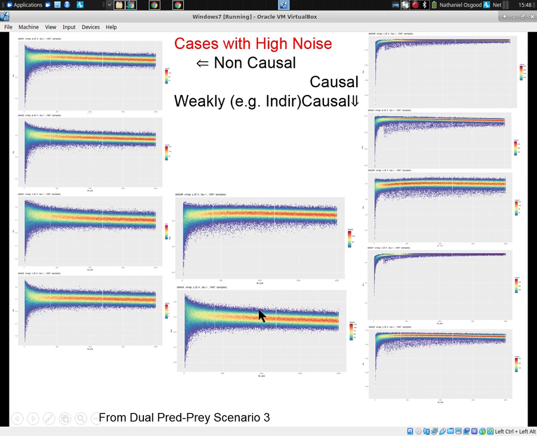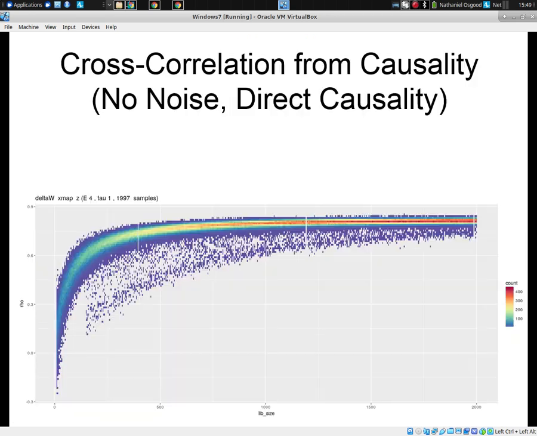I would count this as non-causal. I just don't see a strong indication of causality there. And even this, I'd be worried about. I'd say probably, I don't trust this as being causal. These ones, sure. Causality, okay.